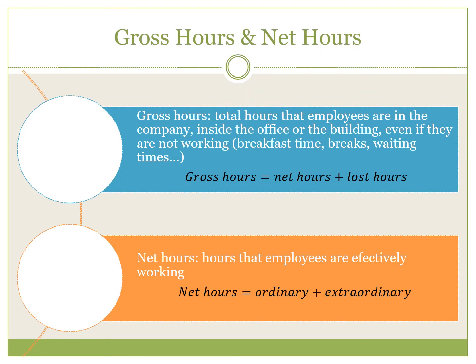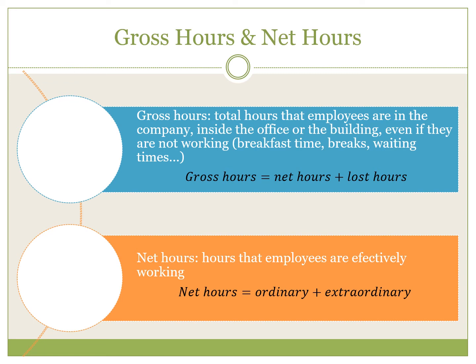Let's start with gross and net hours. Gross hours represent the total number of hours that employees are in the company, inside the office, inside the building, even if they are not working. Why should they not be working? Maybe it's breakfast time, maybe it's a break in the middle of the morning, maybe they've got some waiting time because there's going to be some maintenance in the machines, or maybe because the materials haven't arrived, or whatever. So the total number of hours that the employees are inside the company are considered gross hours.